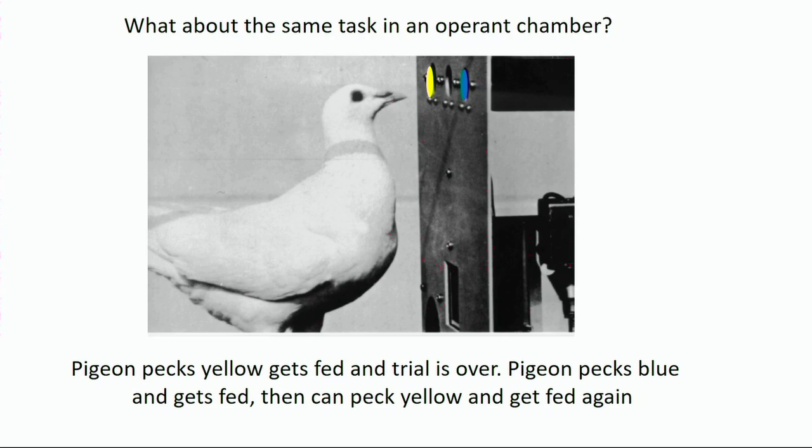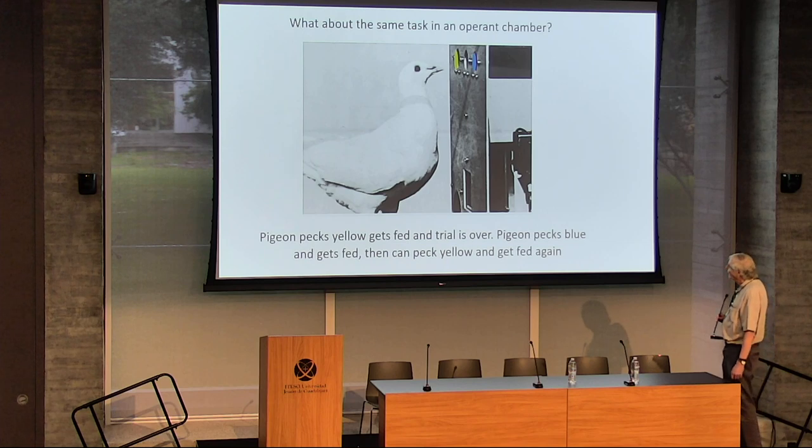So we tend to be a lab in which we use operant procedures, a chamber. And here we have exactly the same experiment. It's a little bit different, of course, because they're not pecking at peas. They're pecking at colored lights. And if a pigeon pecks the yellow one, it gets fed and the trial is over. And if the pigeon pecks the blue one, it gets fed, and afterwards the yellow one is still there. And so it pecks that one and the trial is over. So we're looking for the generality of this effect in an operant chamber where we have a little more control and where experimenter effects are less likely to be prevalent.